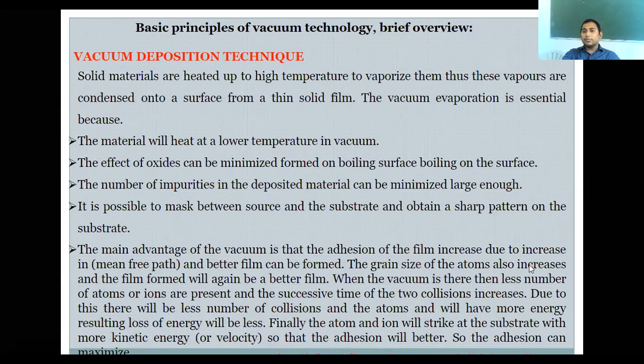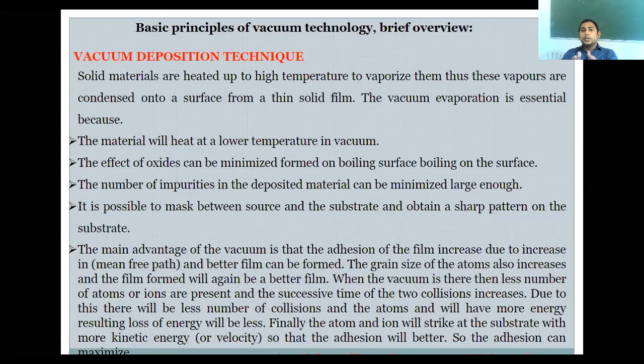However, the grain size of the atoms also increases and the film formed will again be a better film. When the vacuum is there, fewer atoms or ions are present and the time between two successive collisions increases. Due to this, there will be fewer collisions, the atom has more energy, and energy loss is less. Finally, the atom and ion strike the substrate with more kinetic energy, so the adhesion is better and can be maximized.